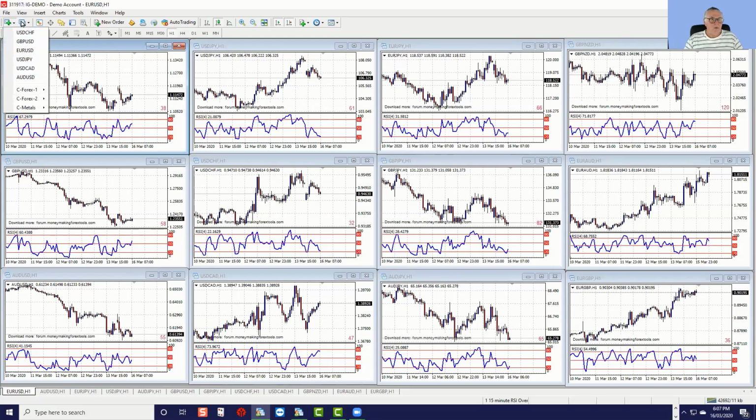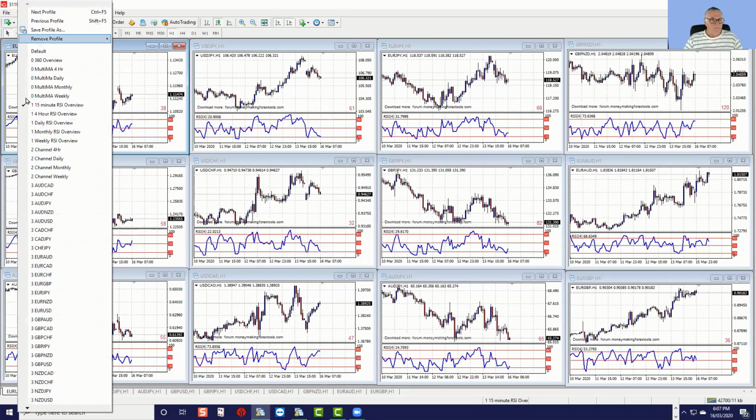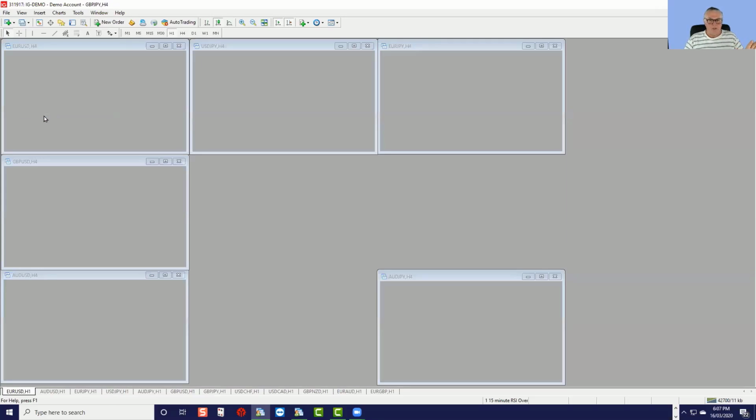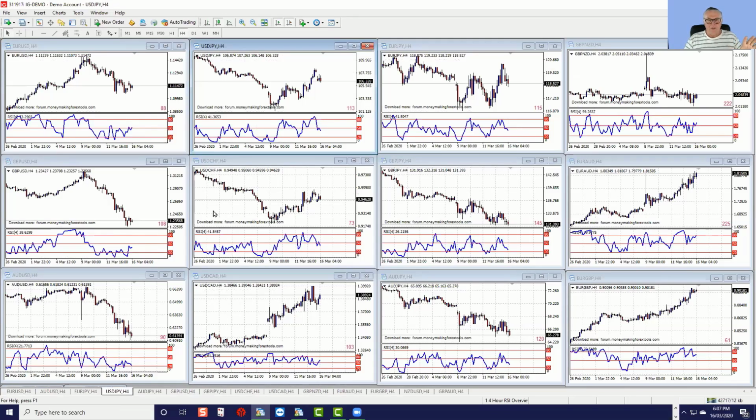Let's see. So I'm going to start with the 4 hour. Now, these are my favorite charts. The 4 hour RSI charts are my favorite. And what I've done is I've actually cleaned them up. You'll see there's no lines on these charts, and it's basically because I want a fresh start. So the first thing I want to talk about is the RSI. I've got that on the screen there.